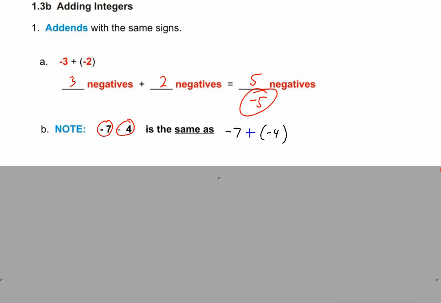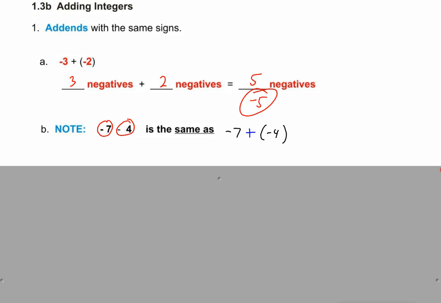In math, we always do the shorthand. We always write as little as possible. Why? So we can confuse students. That's why. No, because we just always do the shortcut. But it can confuse students, right? I mean, this is clear. 7 negatives and 4 more negatives.